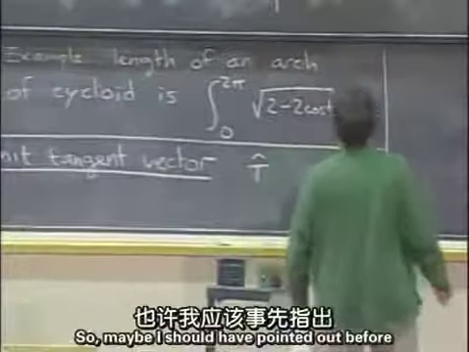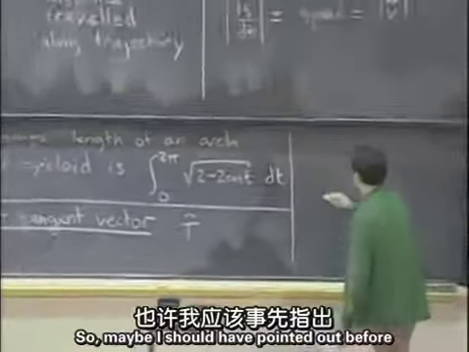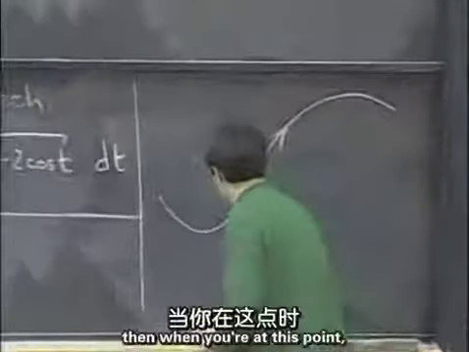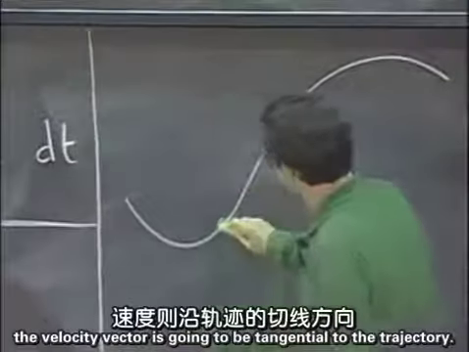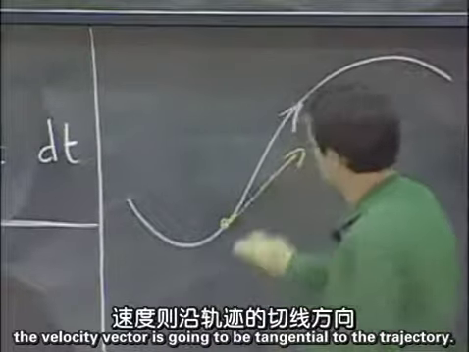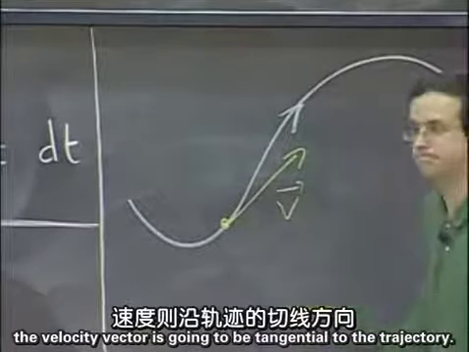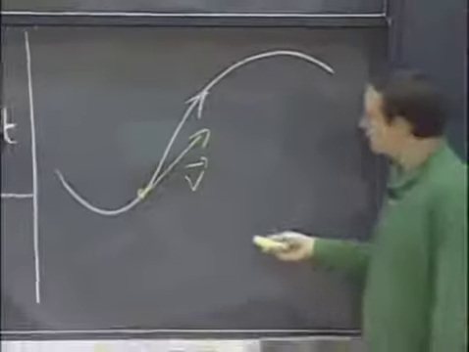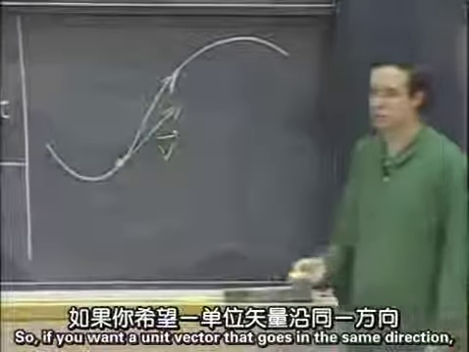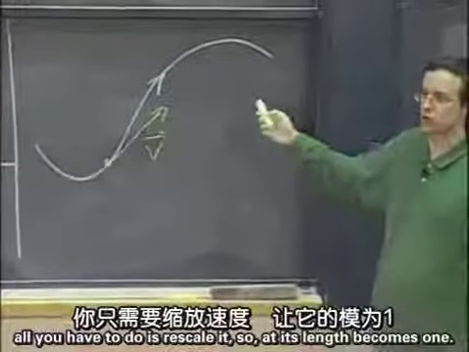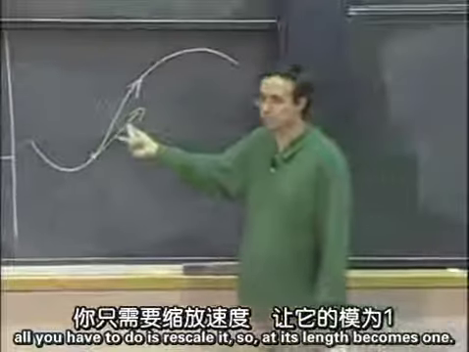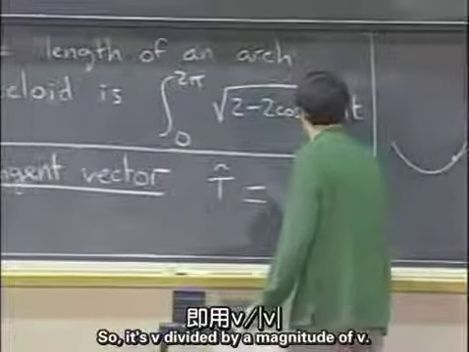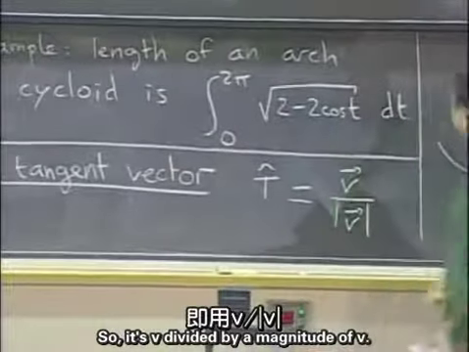So maybe I should have pointed out before that if you're moving along some trajectory, so you're going in that direction, then when you're at this point, the velocity vector is going to be tangent to the trajectory. It tells you the direction of motion in particular. So if you want a unit vector that goes in the same direction, all you have to do is just rescale it so that its length becomes 1. So it's v divided by magnitude of v.